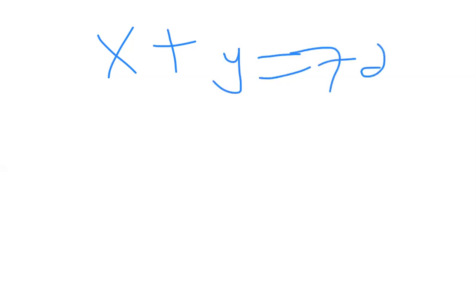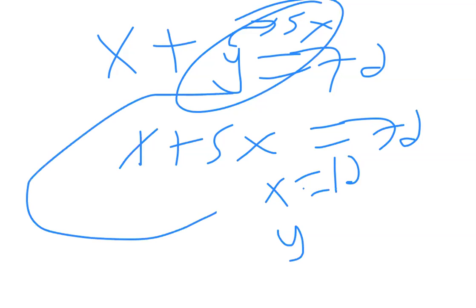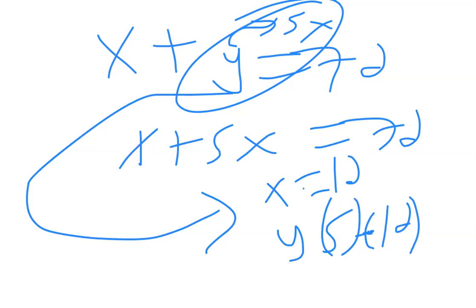Okay. The sum of two numbers is 72. X plus Y, the two numbers, equals 72. And one of them is 5 times the other. Suppose this is 5x then. So x plus 5x equals 72. So 6x equals 72. 72 divided by 6 is 12. So x equals 12. And y, because it equals 5x, will be 5 times 12, which is 60.